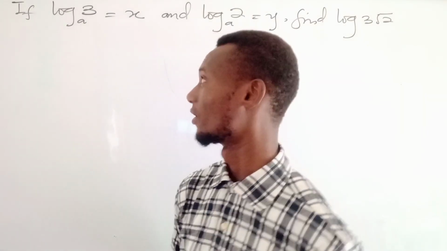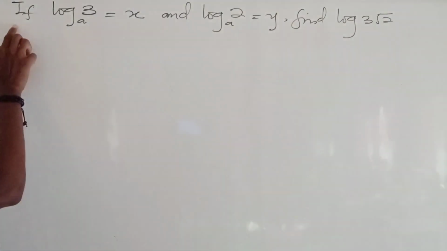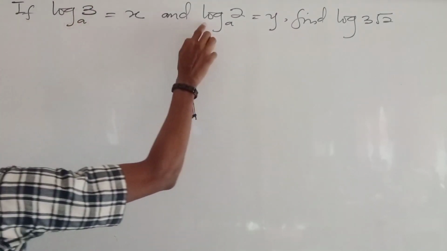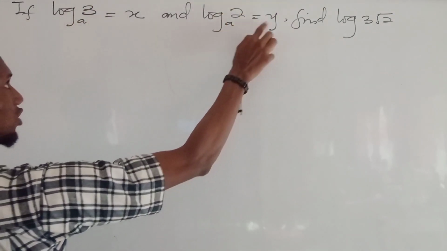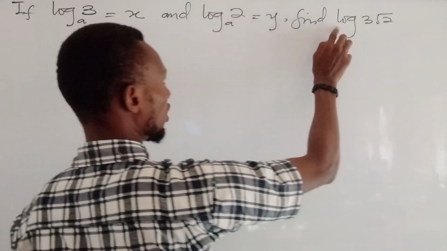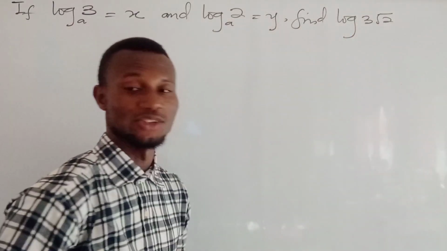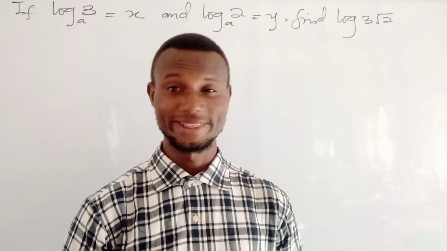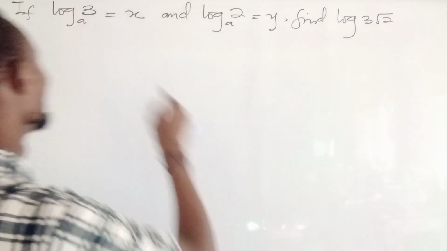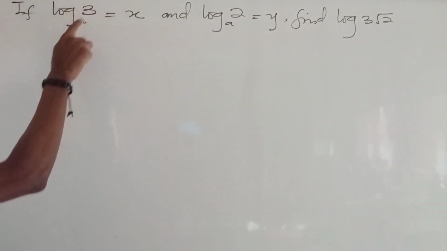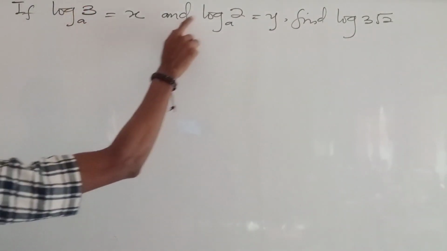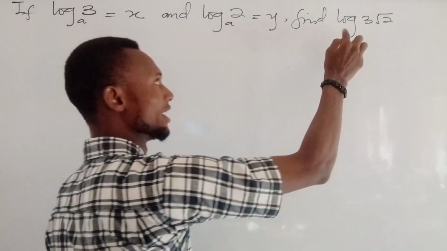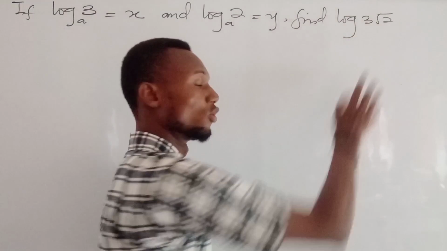So let's read the question. It says that if log 3 to the base a equals s and log 2 to the base a equals y, find log 3 root 2. So we are being asked to find the value of log 3 root 2, given that log 3 to the base a equals s and log 2 to the base a equals y. We are finding the value for log 3 root 2.